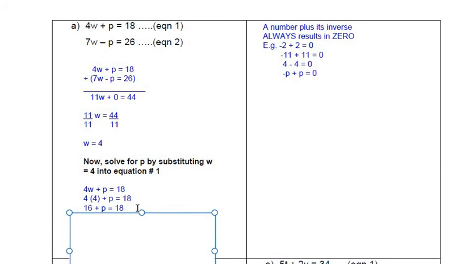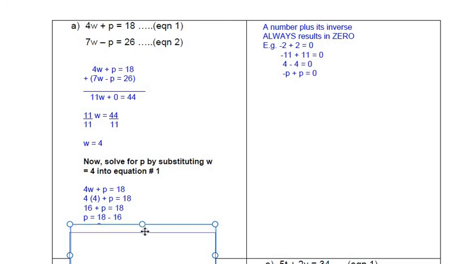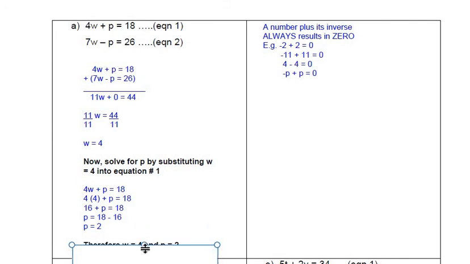Now we need to find what P is. So you ask yourself, 16 plus what number gives me 18? Or just simply subtract 16 from 18. So 18 minus 16 gives us 2. Now we've reached the end. We've found what P is and we've found what W is. You see that? Let us double check to see if our answers are correct.